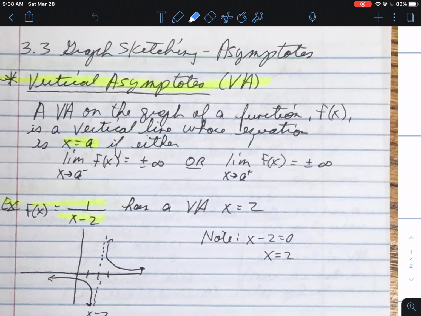So we're going to start with vertical asymptotes. Now, a lot of this you may remember from algebra, because we do talk about vertical and horizontal asymptotes in algebra. So some of this should be reviewed, but we're going to get a little more into the specific type of description or definition that we use for calculus as opposed to what we talk about in algebra.